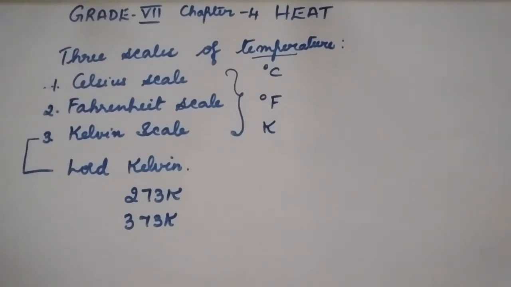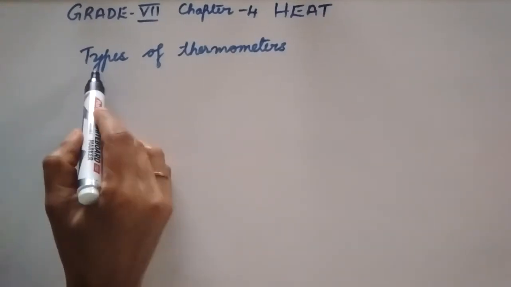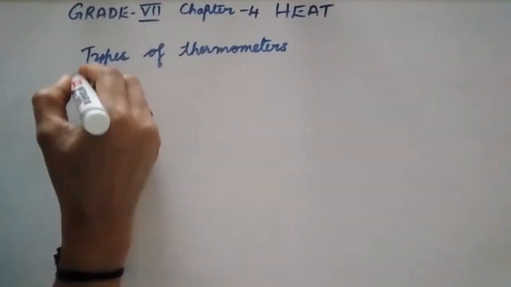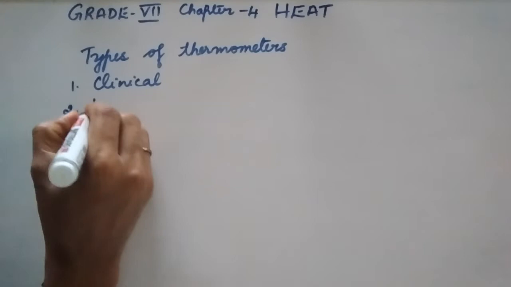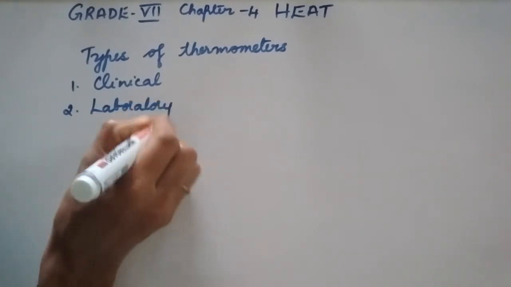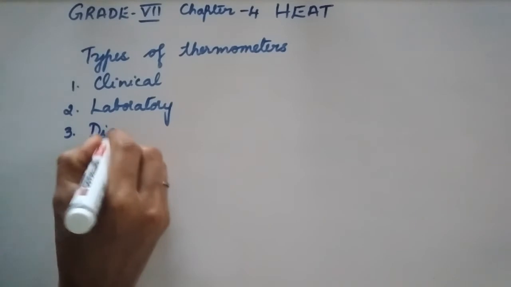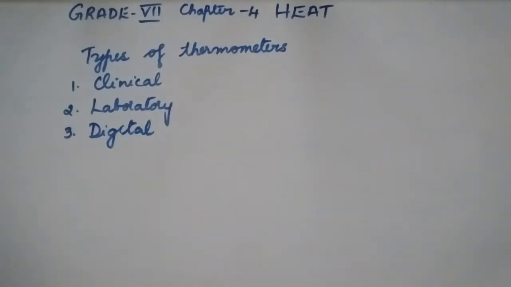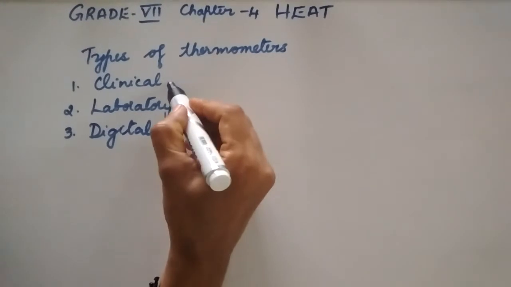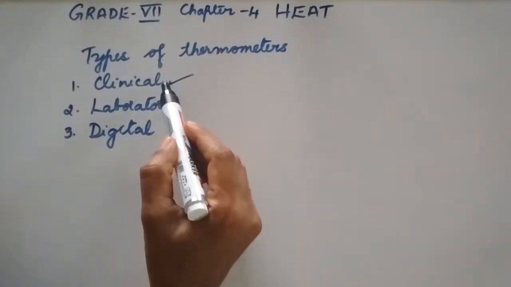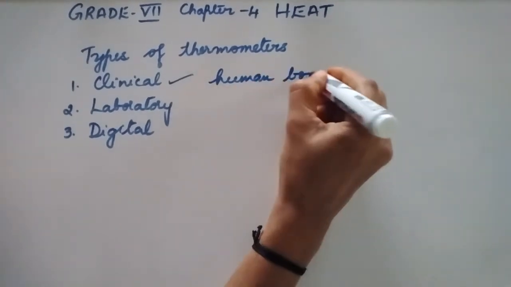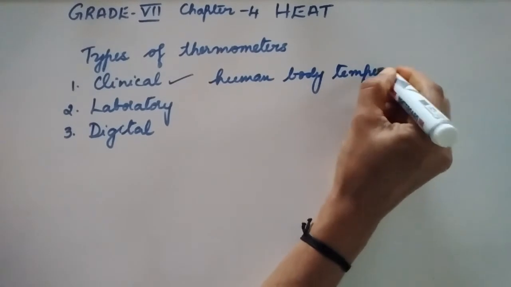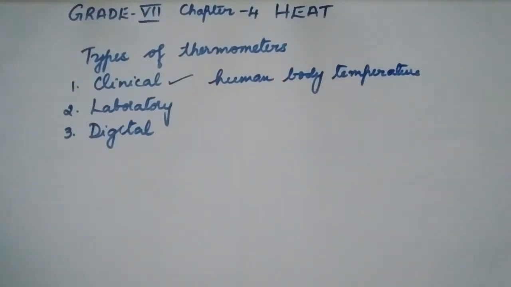Next, let us learn the different types of thermometers. There are three types of thermometers. They are clinical thermometer, laboratory thermometer and digital thermometer. Clinical thermometer: the thermometer used to measure the human body temperature is called the clinical thermometer.